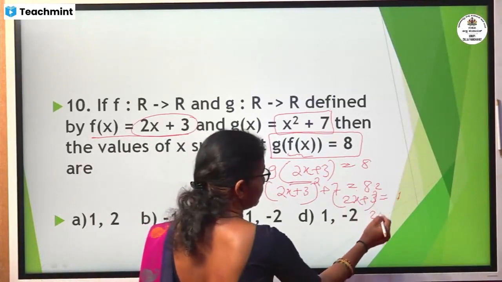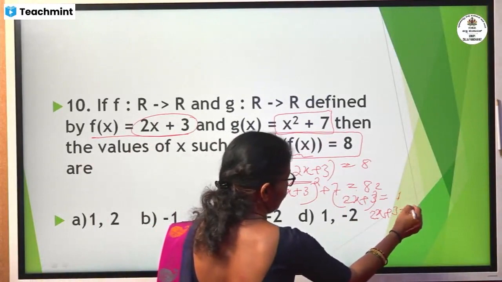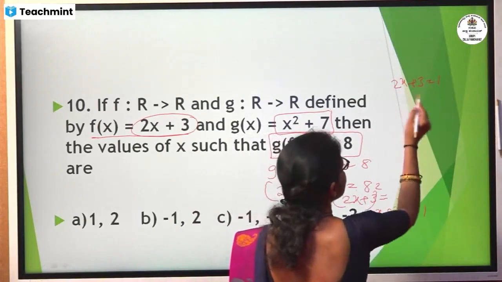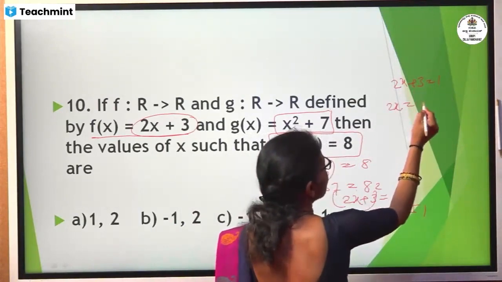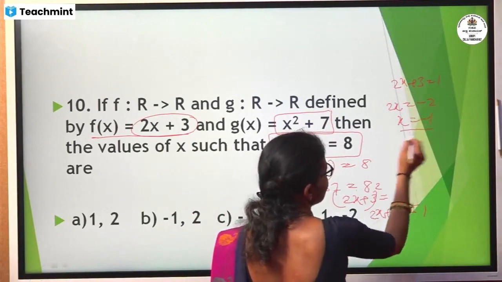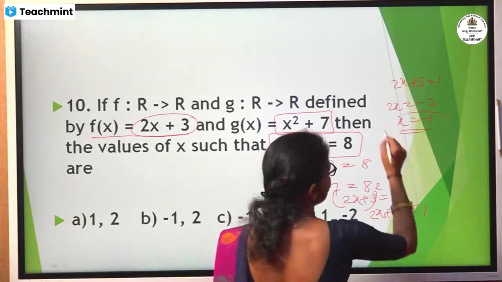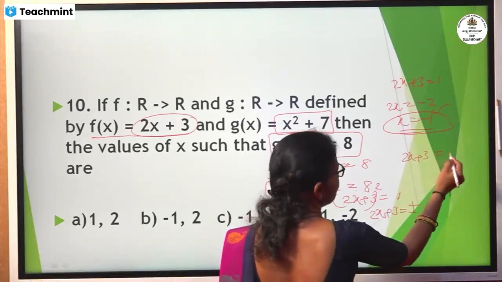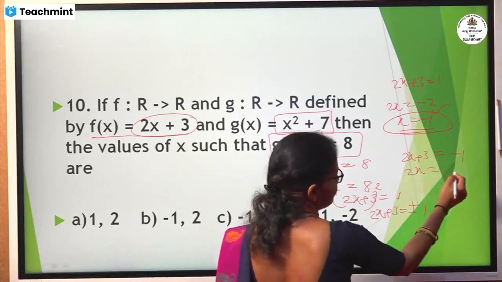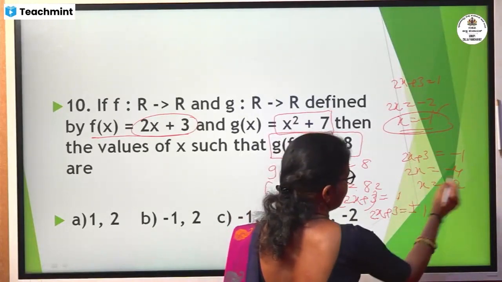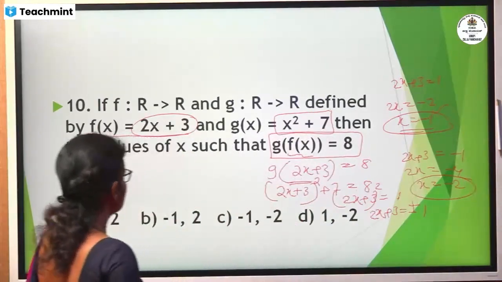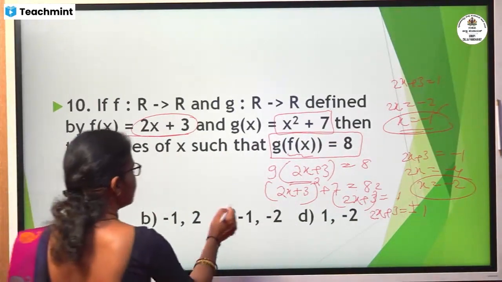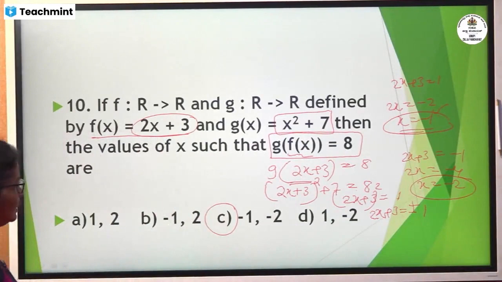So take the root: 2x plus 3 equal to plus or minus 1. Therefore 2x plus 3 equal to 1. Simplify this, 2x equal to minus 2, x is equal to minus 1. This is one of the values we are getting. Consider the second case, 2x plus 3 equal to minus 1. So 2x is minus 4, x is equal to minus 2. So this is another value. Now if you check with the options, x equal to minus 1 and x equal to minus 2 is option C.